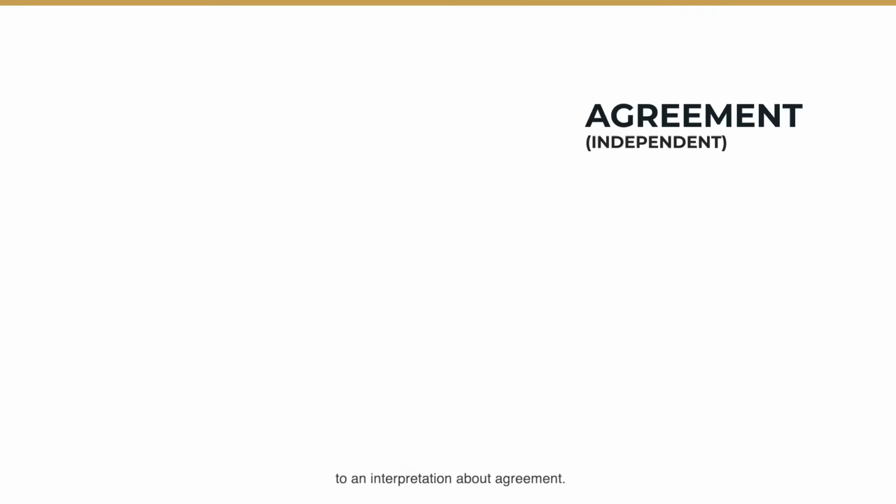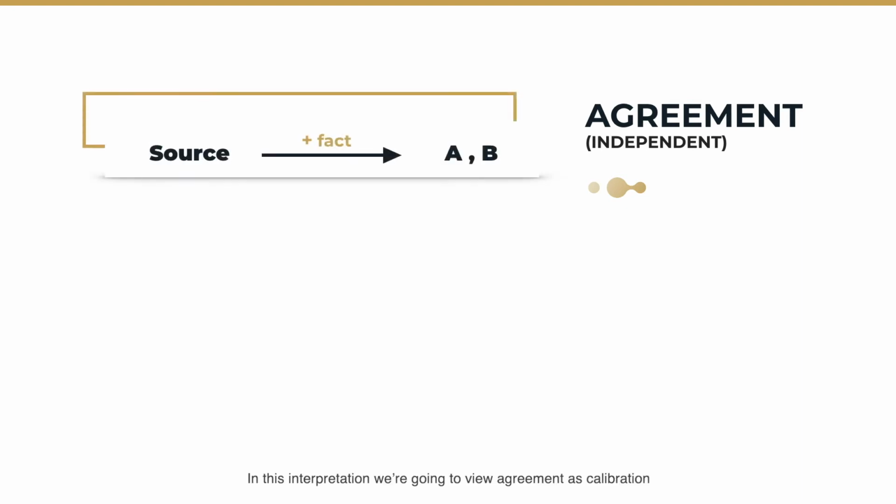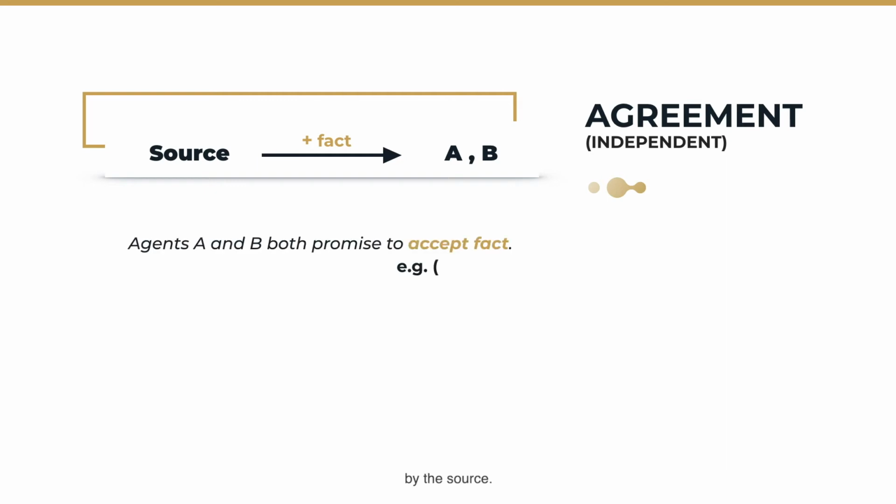Now let's go a step further, to go beyond mutual acceptance to an interpretation about agreement. We introduce a third agent, a source and two receivers, A and B. In this interpretation, we're going to view agreement as calibration with a standard arbiter of truth, which is the scientific understanding of standardization. This is quite interesting. We'll see a fundamental difference in the way that agreement depends on the configuration of agents and the promises they make.